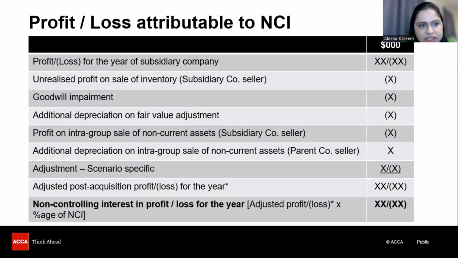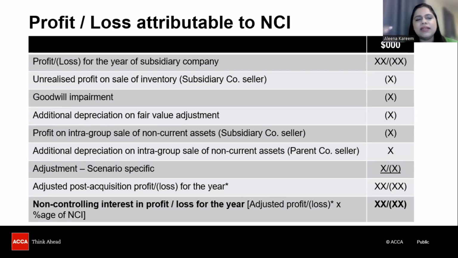This is normally the profit after tax. We adjust the unrealized profit if the subsidiary company was the seller. If the company was using the full goodwill method, we take up the goodwill impairment if there is any, then any additional depreciation on fair value adjustment, and any profit on intra-group sale of non-current assets if the subsidiary was the seller. If the parent company was the seller and the subsidiary company had the assets, then there would be an adjustment of the additional depreciation. If the non-current asset was sold at a profit, the subsidiary would be charging a higher depreciation.